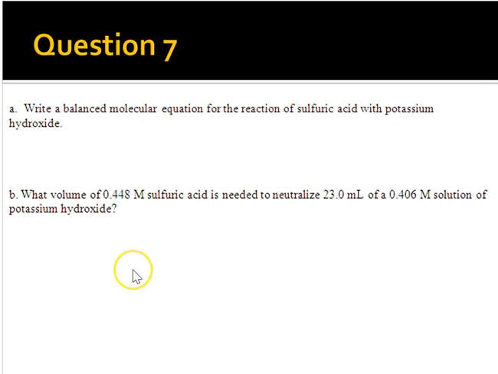All right, question 7, 2 parts here. First question is asking us to write a balanced molecular equation for the reaction of sulfuric acid with potassium hydroxide. So not only am I testing you to see can you write a chemical equation, but can you write formulas and predict products? So my 2 reactants are sulfuric acid and potassium hydroxide.